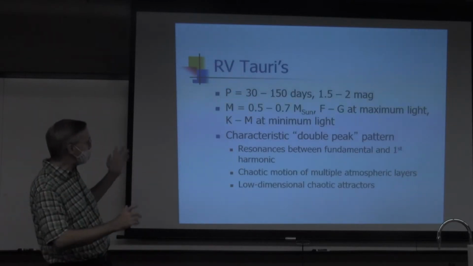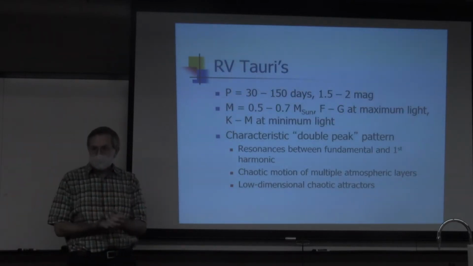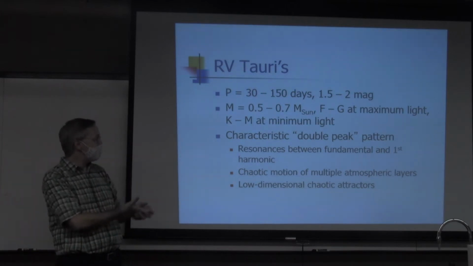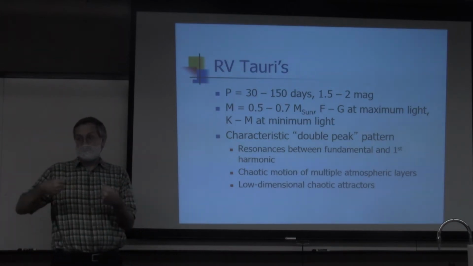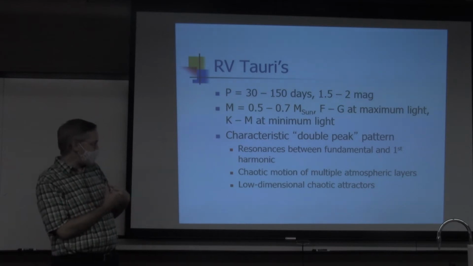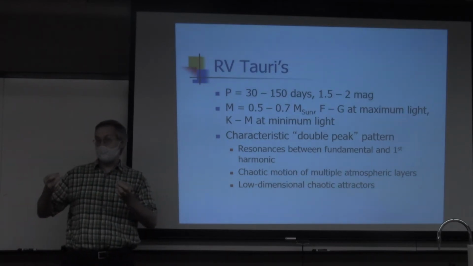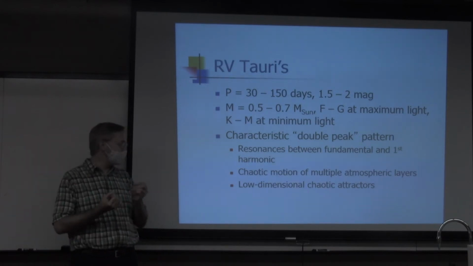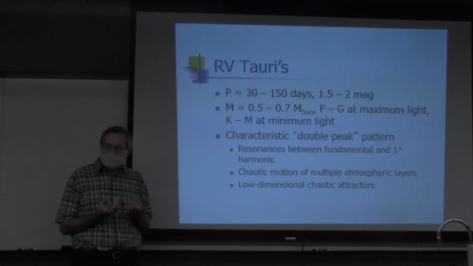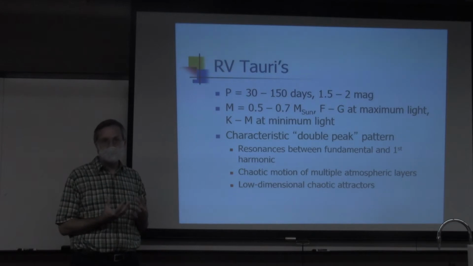So what's going on here? Well, you could have resonances between the fundamental and first harmonic. You could have chaotic interactions between multiple atmospheric layers of motions. You probably have some shocks propagating through the atmospheres. There are all kinds of complicated things that are going on.